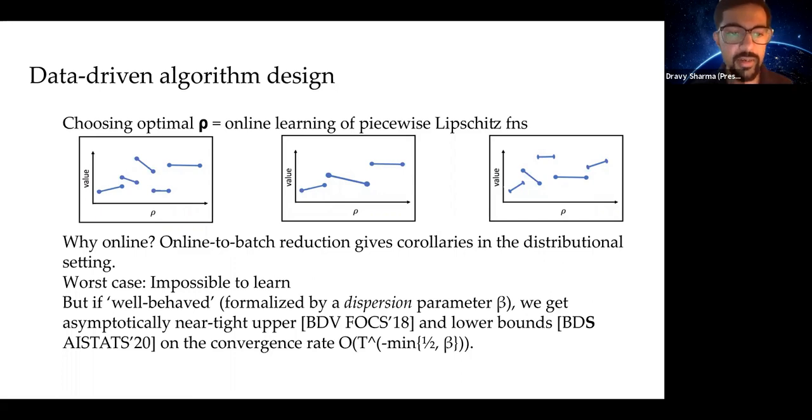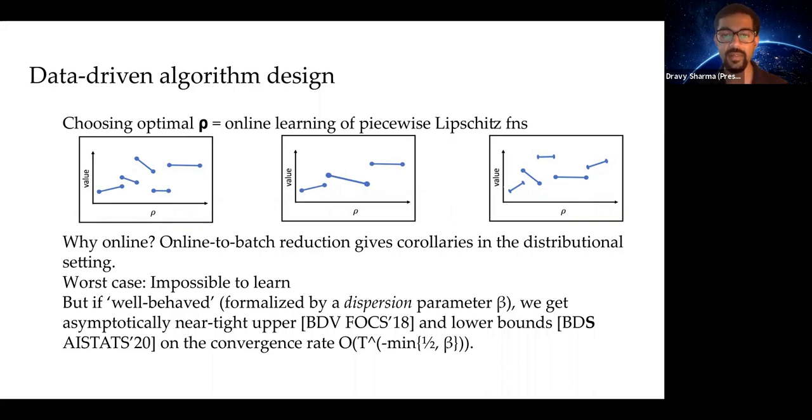So there's prior work which tells us that in the worst case, this is impossible to learn, right? I would have included an example by this time, but basically you can construct pathological examples where things are discontinuous and the performance varies in a very crazy adversarial way, and essentially you cannot get very close to the optimal value, even with learning after a lot of examples, right? But not all is lost. We have well-behaved functions, right?